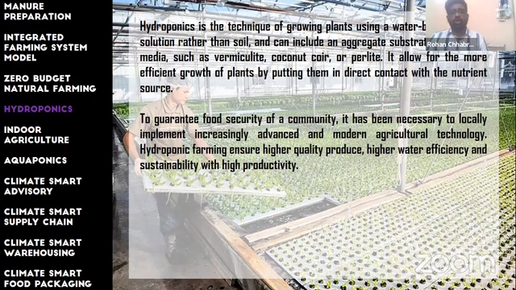In order to ensure food security of a community, it has been necessary to locally implement increasingly advanced and modern agriculture technologies such as hydroponic farming. And hydroponic farming ensures high quality produce, higher water efficiency, and sustainability with high productivity.